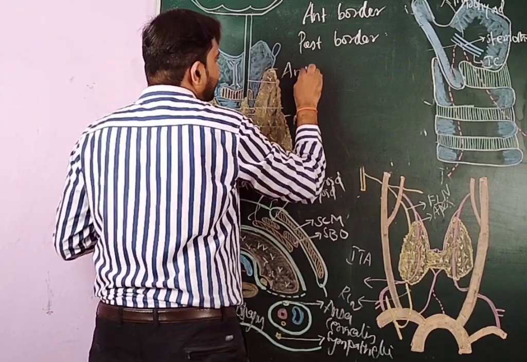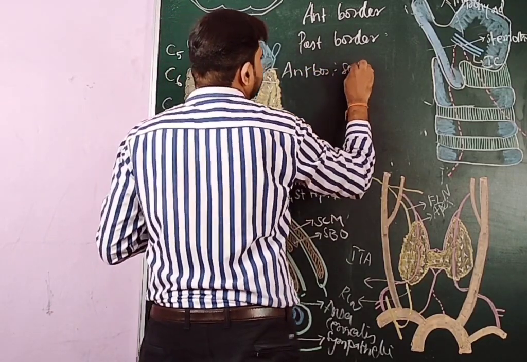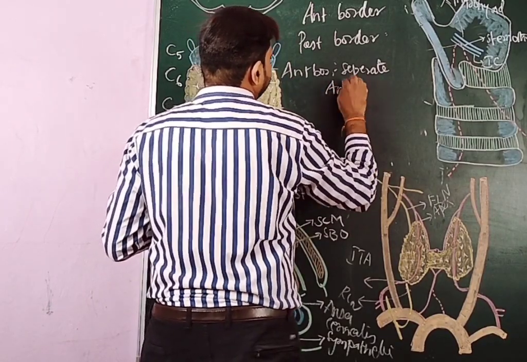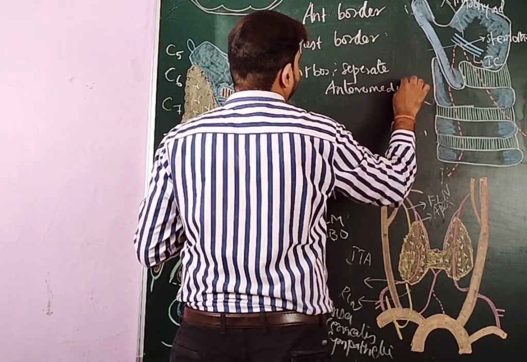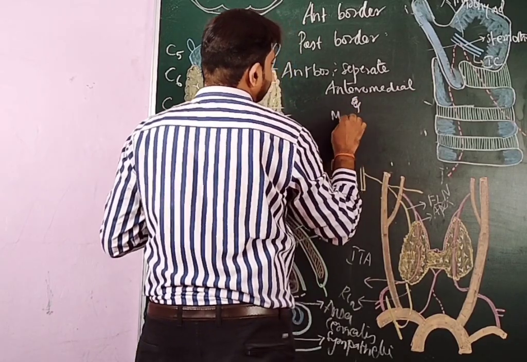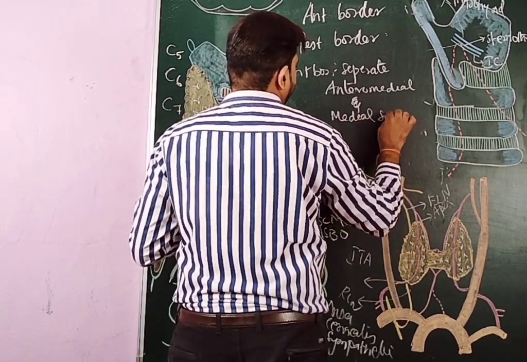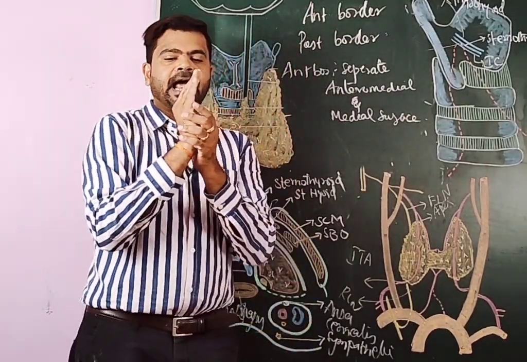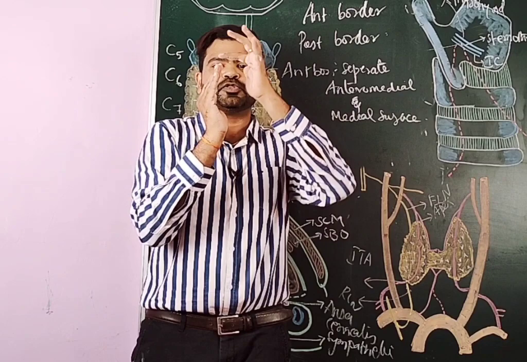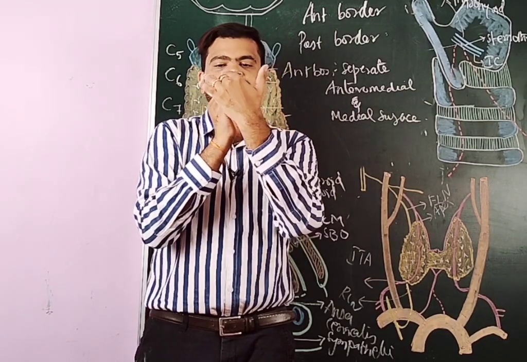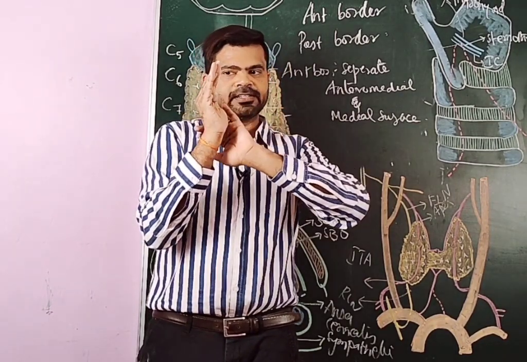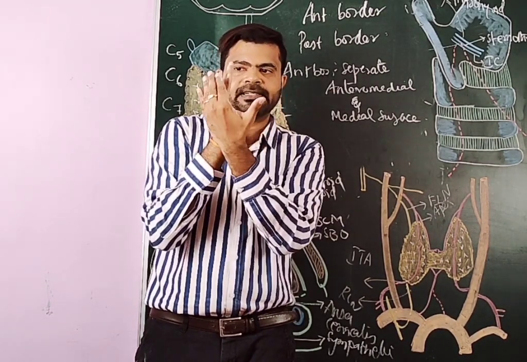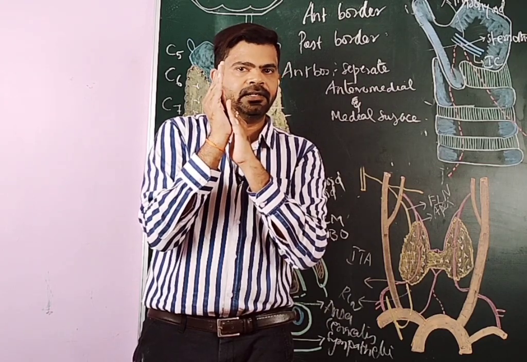So first, this anterior border is going to separate the anteromedial surface and medial surfaces. You can see, imagine this is a thyroid gland, somewhat pyramidal shape. This is the apex, this is the base, this is the anterolateral surface, this is the posterolateral surface, and this is the medial surface. So this anterior border is going to separate the anterolateral surface from the medial surfaces.